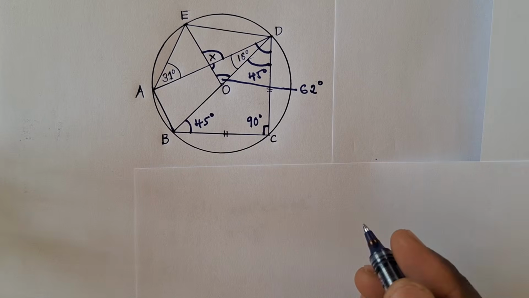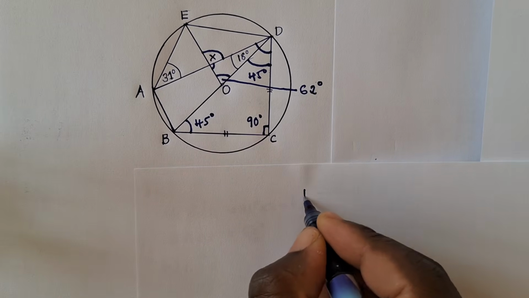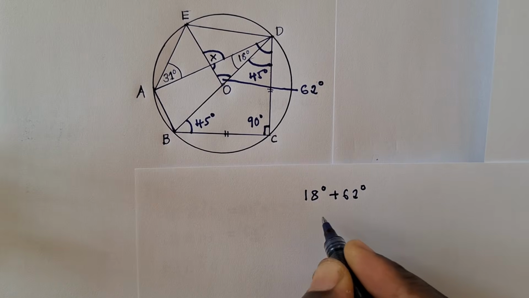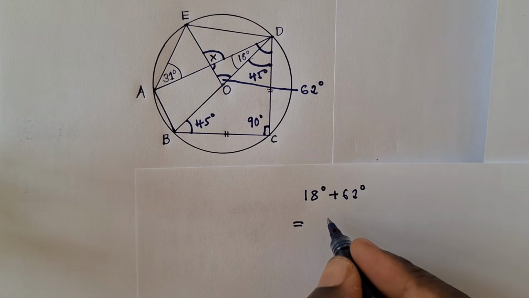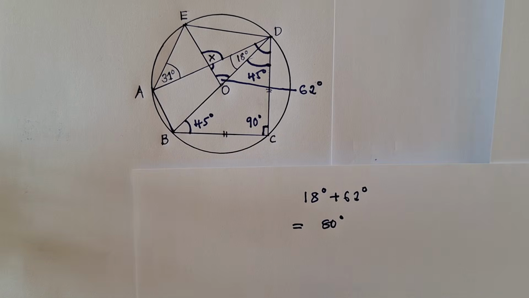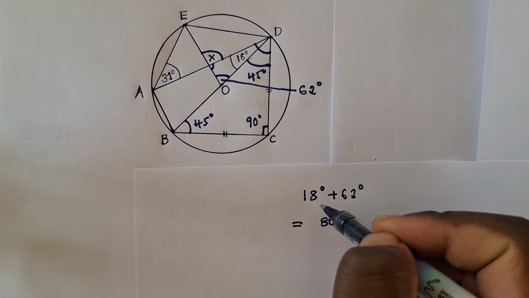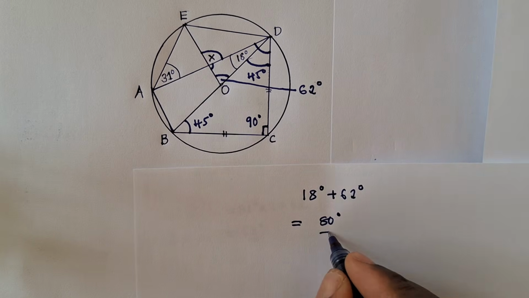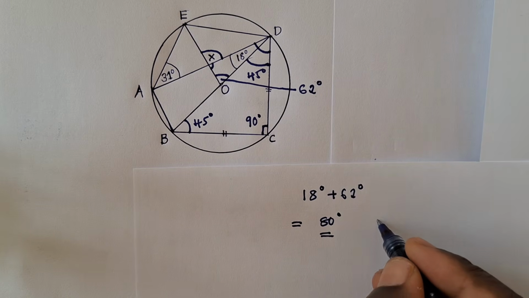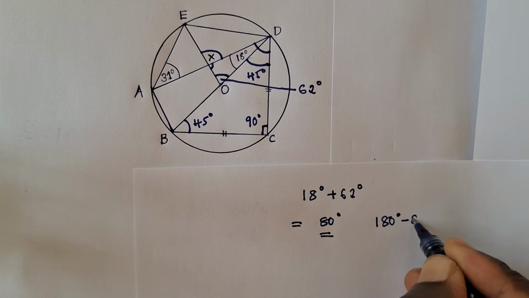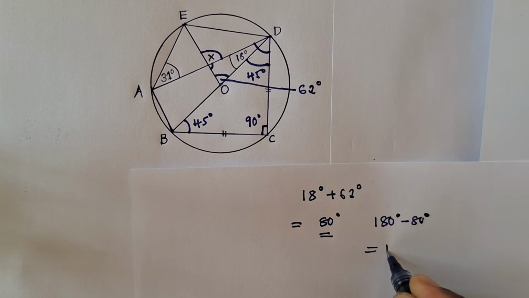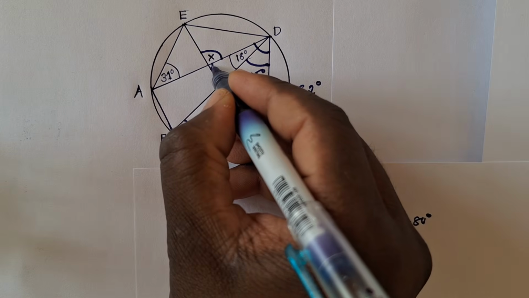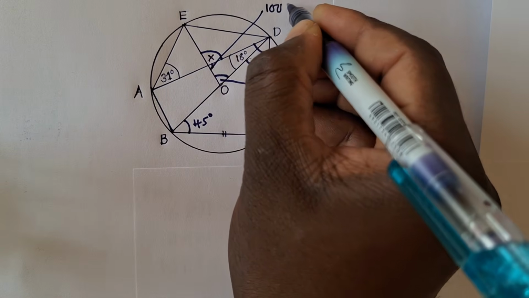Basically here we're going to say 18 degrees plus 62 degrees. When we add these two, we're getting what? We're getting 80. So this is 80 degrees. When we add 18 plus 62, we're getting 80 degrees. So this 80, we're going to subtract it from 180. So 180 minus 80 degrees, this of course is giving us 100 degrees. So we know that this angle right here is 100 degrees.